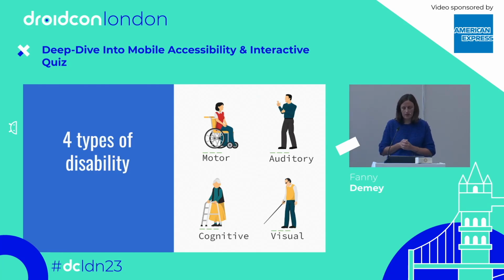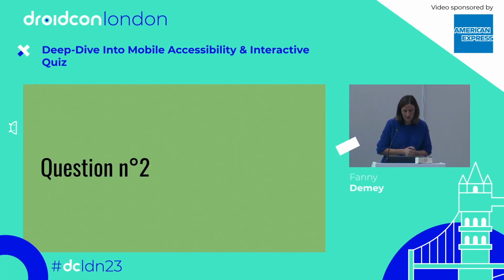And the last one is visual disability. It concerns people who are blind or with low vision. There are about 2 million persons in the UK with this kind of disability. Among them, 500,000 are blind. Which leads me to the next question.